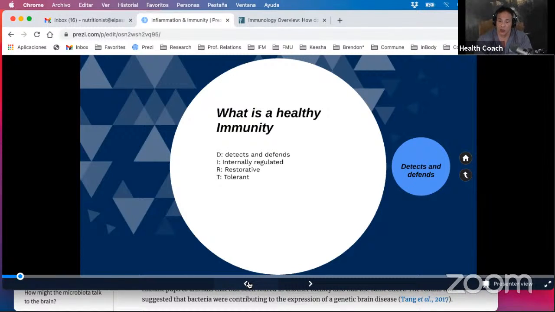In other words, it goes crazy. For that, we have disorders where the immune system does not regulate itself and keeps on going and going and doesn't stop. We have everything from chronic pain syndromes to autoimmune disorders, and we end up seeing them in the office where the internal regulation systems are continuously deranged. Restorative, it has to be able to repair.